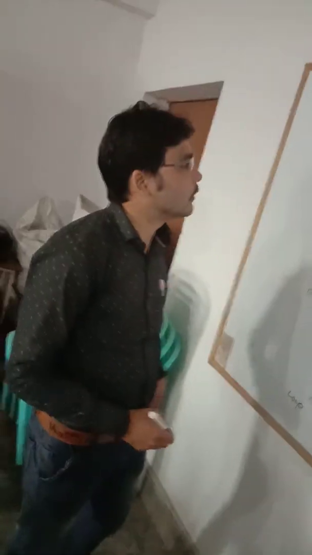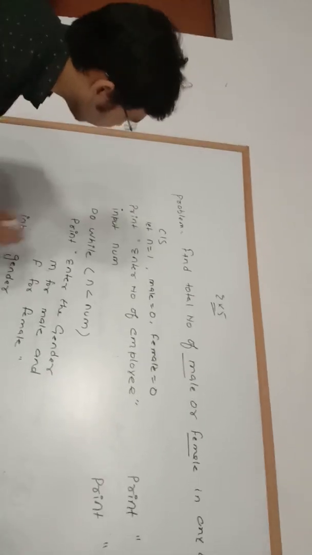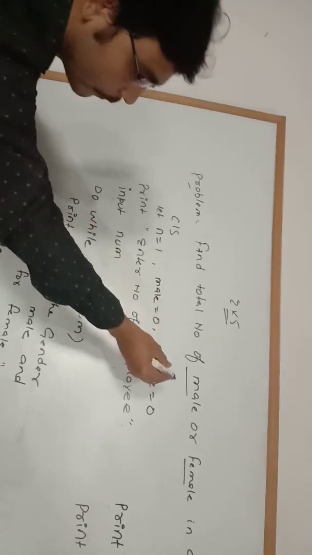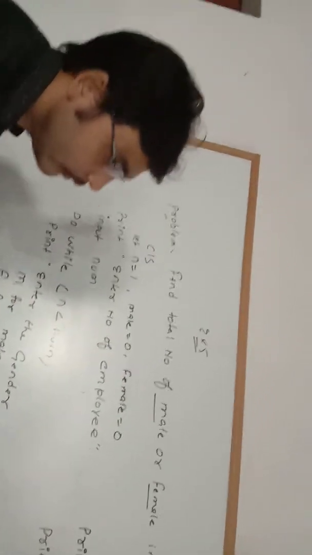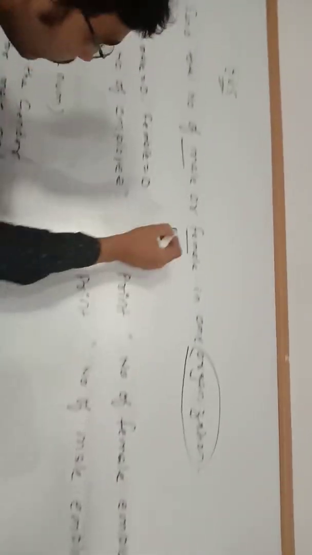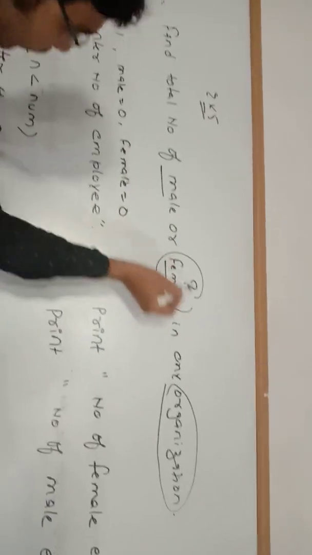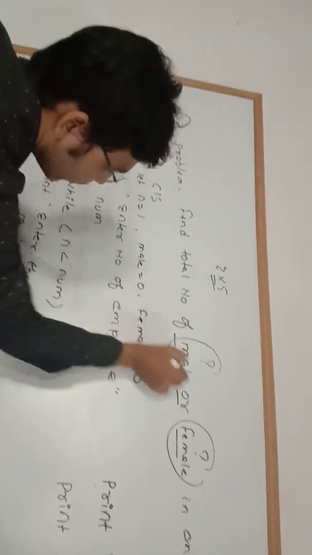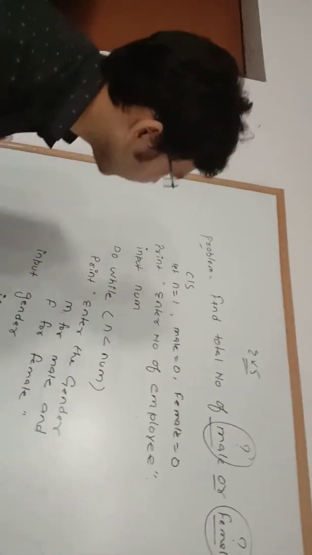So this is the question, exercise 5. The problem is to find the total number of male or female in any organization. It means in an organization you have to count how many female and how many male. Okay, see the program.